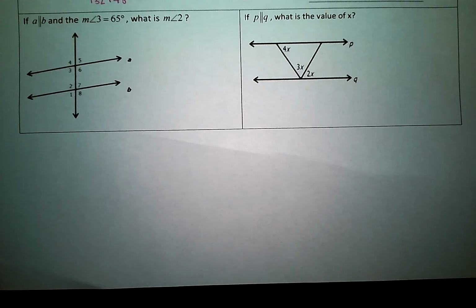Our last two problem-solving examples are not word problems. These problems require us to think algebraically. In the problem on the left, we have if line A is parallel to line B and the measure of angle 3 is 65 degrees, then what is the measure of angle 2?